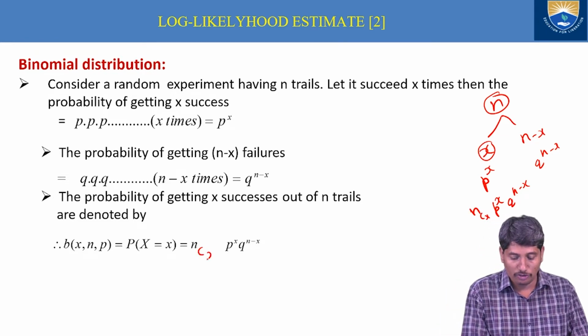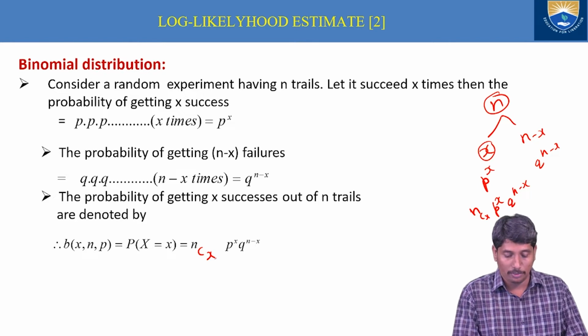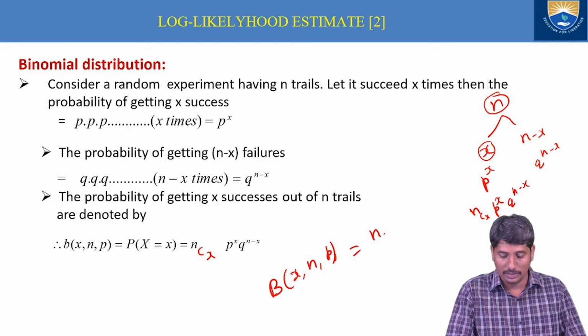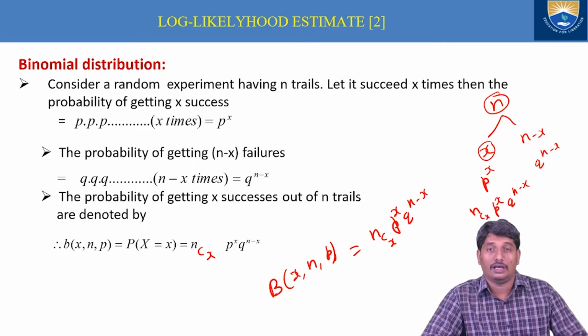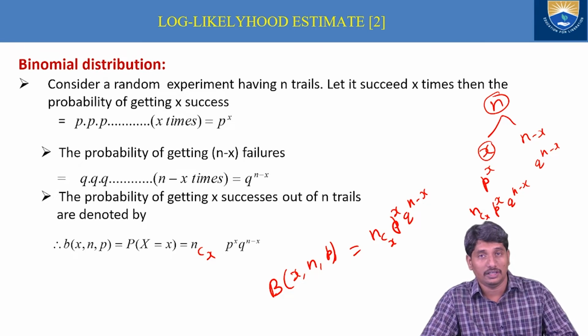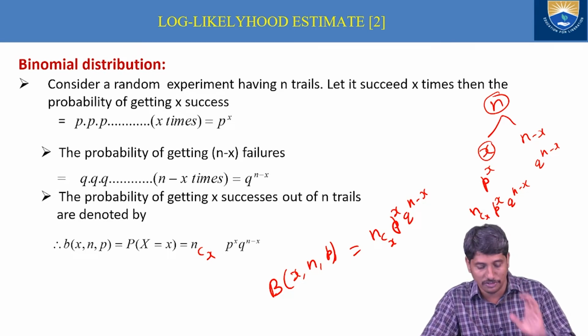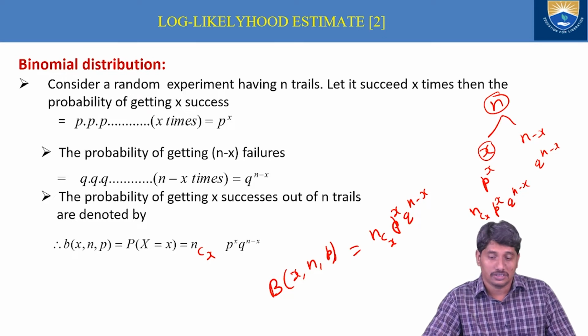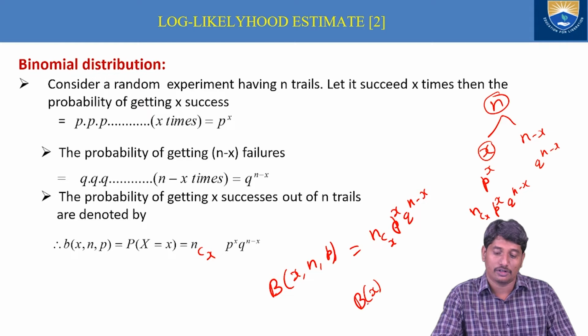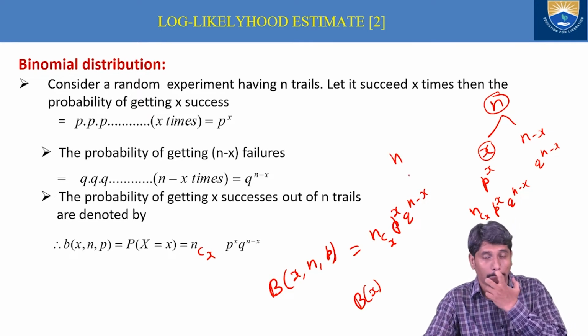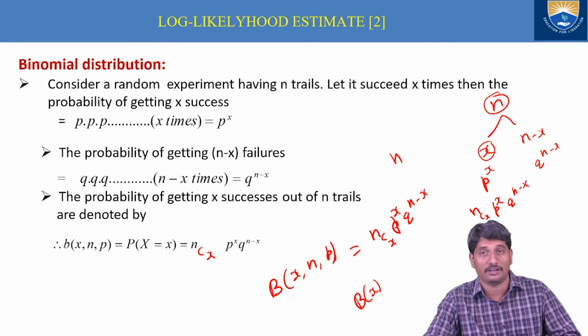So the binomial distribution is defined as B of x; n, p is equal to nCx p power x q power n minus x. Okay, this is the binomial probability calculation function, or probability mass function, you can say, which tells you that if you want to calculate the probability that you have to succeed x times out of n times.